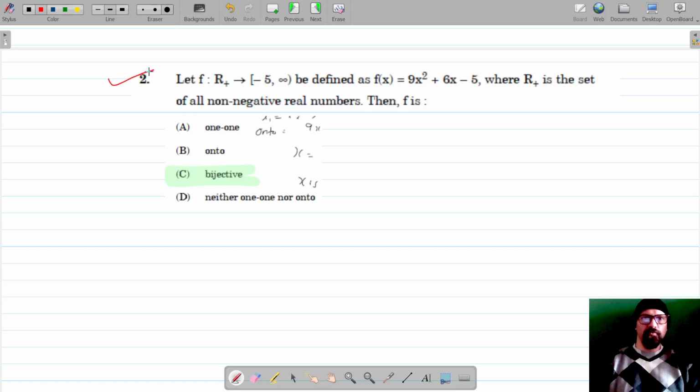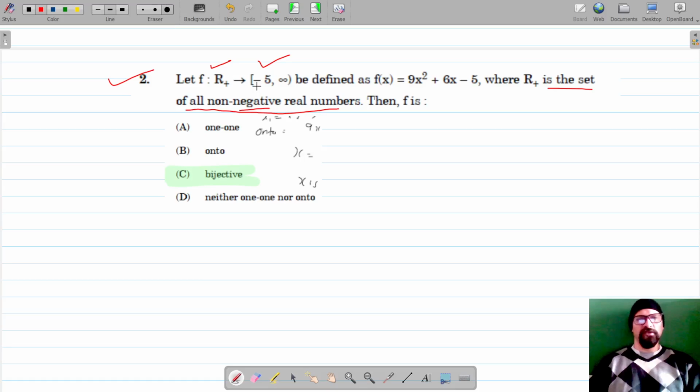Okay, for question number two, there's a function defined from the set R+, the set of all non-negative real numbers, to the set which contains the real numbers from -5 to infinity. The function is 9x squared plus 6x minus 5. We have to check whether it's one-one, onto, bijective, either one-one or onto. So let's try to understand the question first.